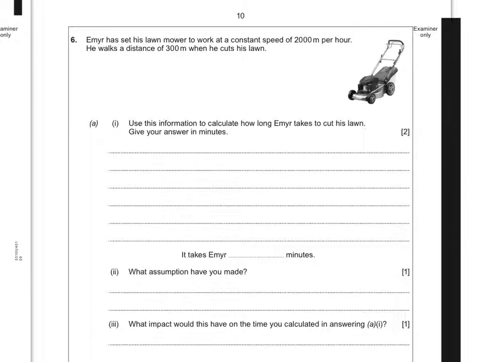So for this problem, we need to remember the use of speed, distance, and time. As we're looking for time, we need to do distance divided by speed. So the time will be equal to the distance, 300 meters, divided by the speed, 2,000. And when you work out 300 divided by 2,000, we get 0.15.